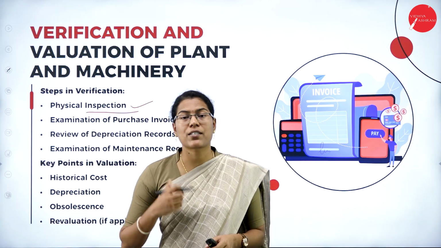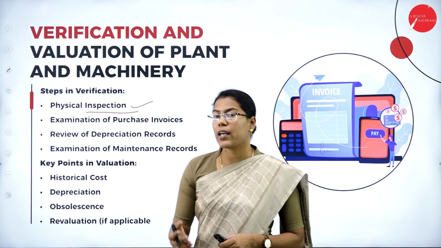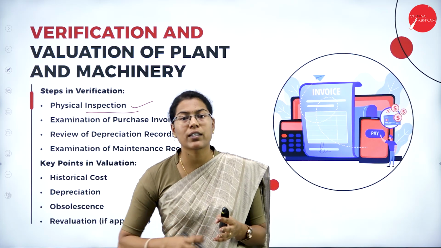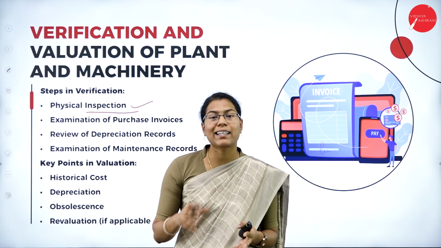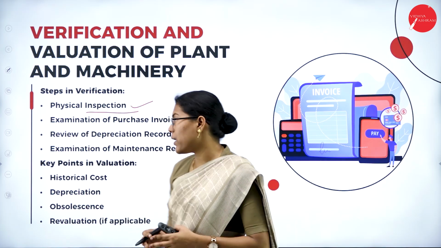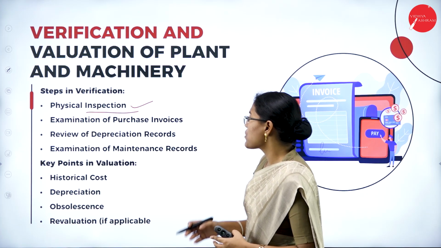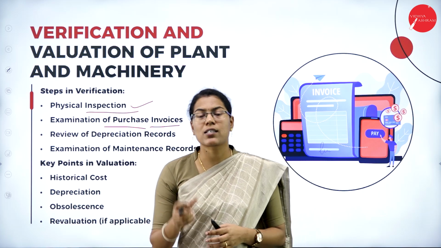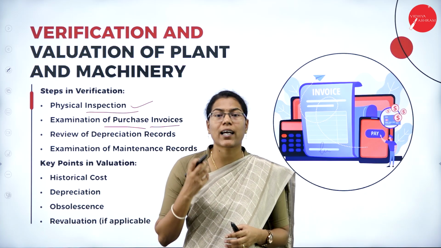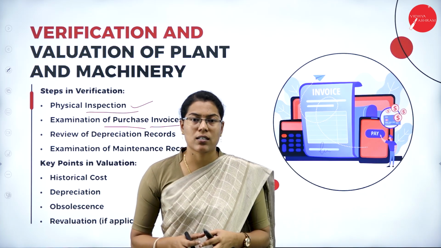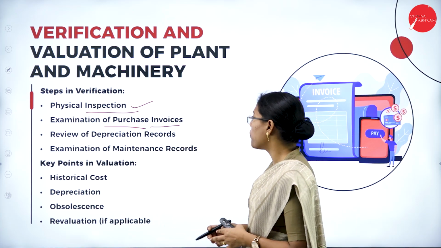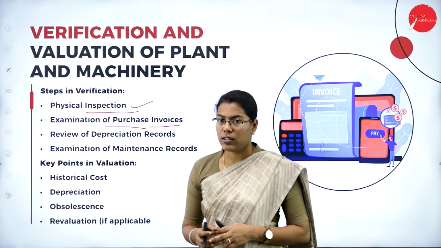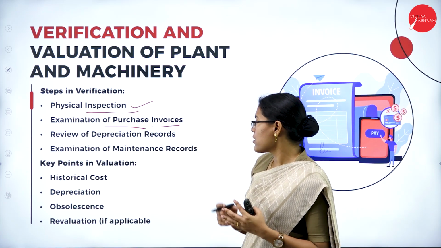The auditor must physically inspect, or he has to observe whether the value of that plant and machinery, whatever they have mentioned in the balance sheet, is really existing or not as on the balance sheet date. So then he has to go for examining the purchase invoices. So the invoices or the documents that are obtained at the time of purchasing the machineries. So it helps them to analyze properly what is the value of the machineries as on the balance sheet date. So he has to check for the invoices and documents.